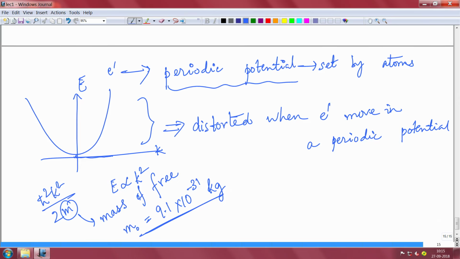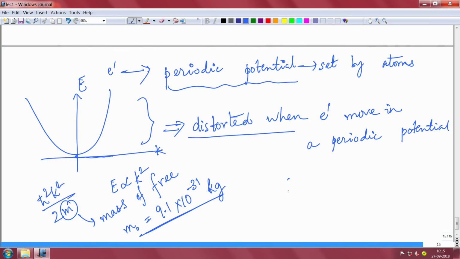Now, when electrons move in a periodic potential in a semiconductor crystal, the first thing that happens is that this E-K diagram becomes distorted, and that can be proved mathematically. We shall not derive that expression here. But if you visualize it physically, when an electron moves in this periodic potential, it sees the potential along with its variation. So the electron experiences a different sort of acceleration, as if it has a different mass inside the periodic potential.